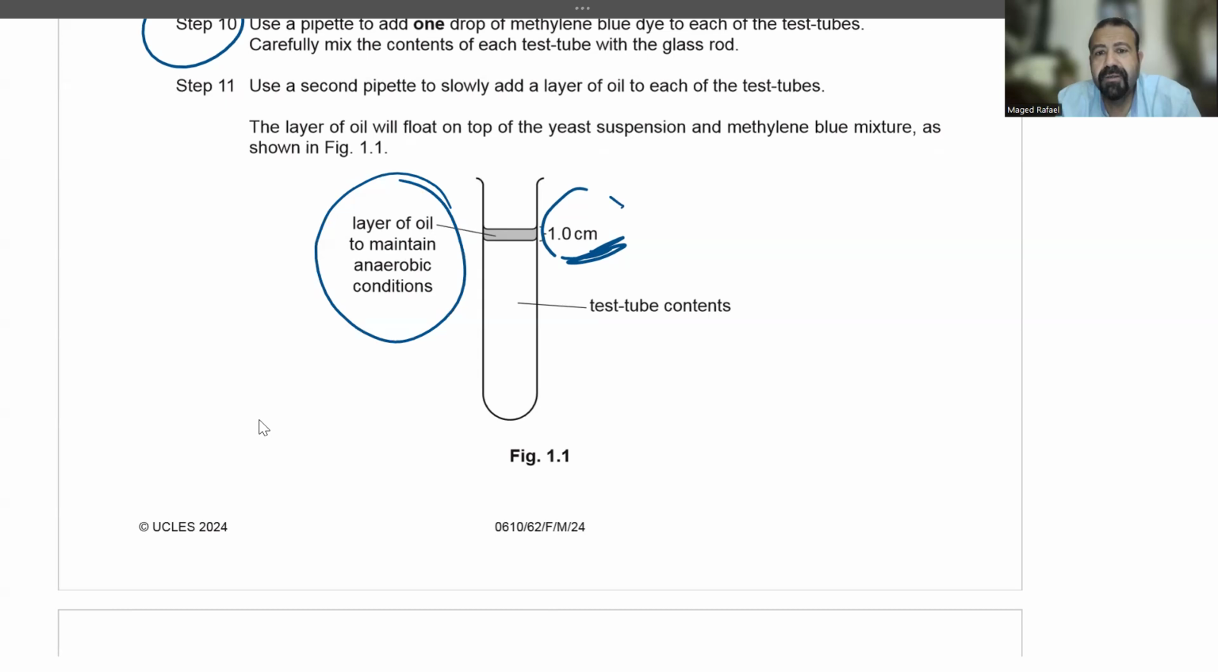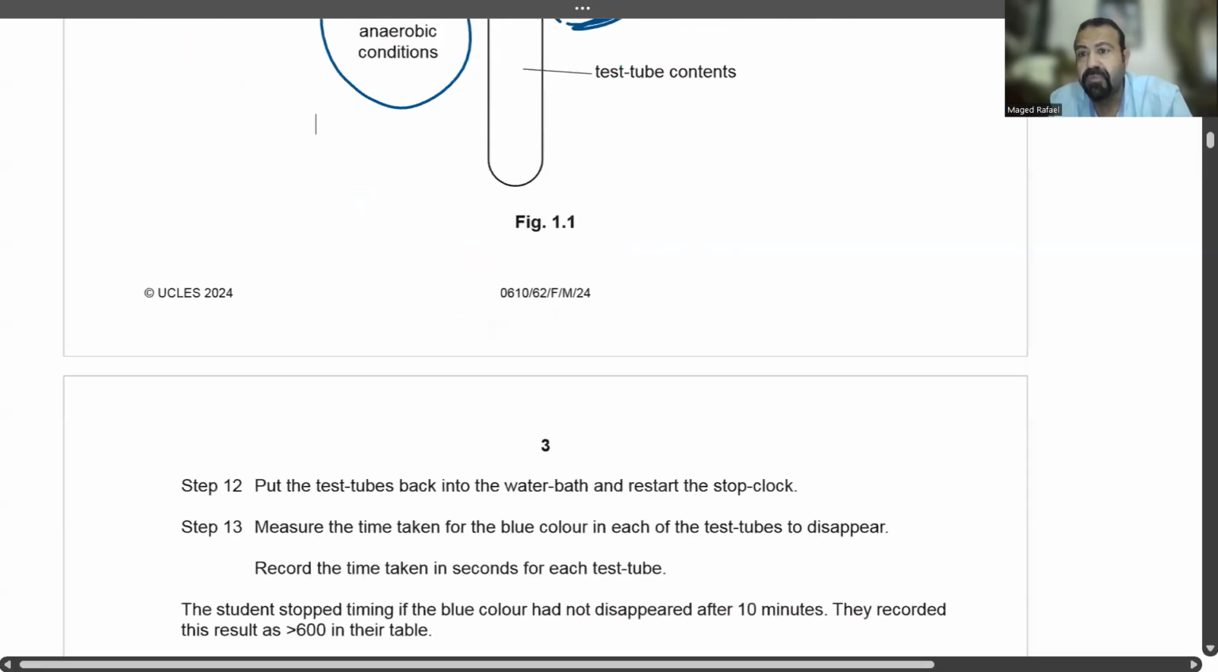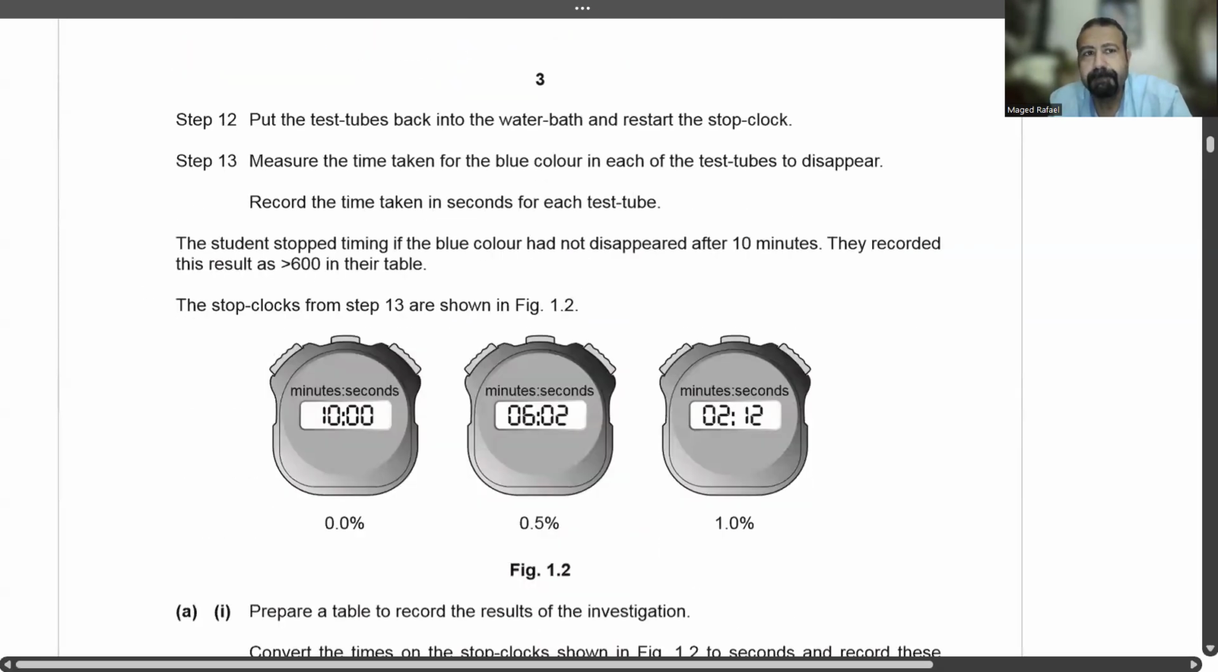How is the layer of oil a control measurement? Because he is giving you the thickness of the layer. It is 1 centimeter for all tested tubes. So you will not write the oil drop is the control. You will write the thickness of the oil. It's totally clear in front of you, and for all of them it was 1 centimeter for the tested tube contents that we have. You got it?